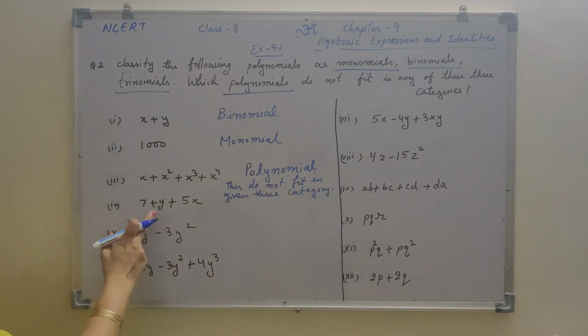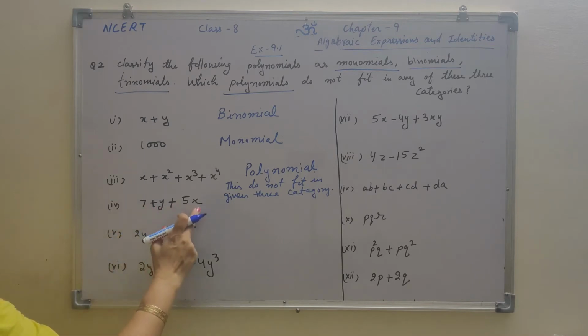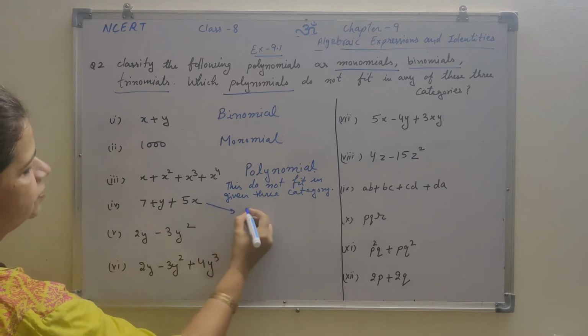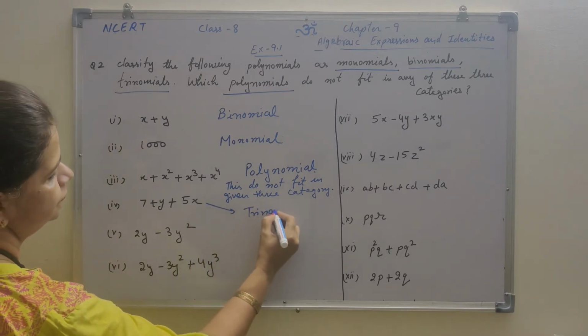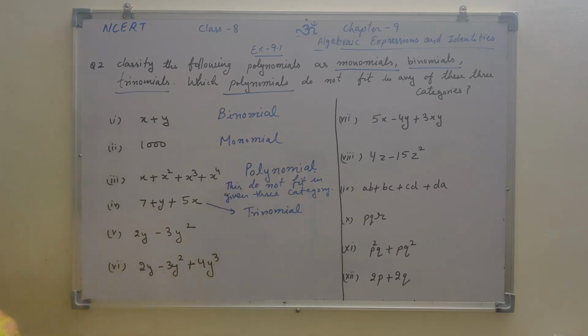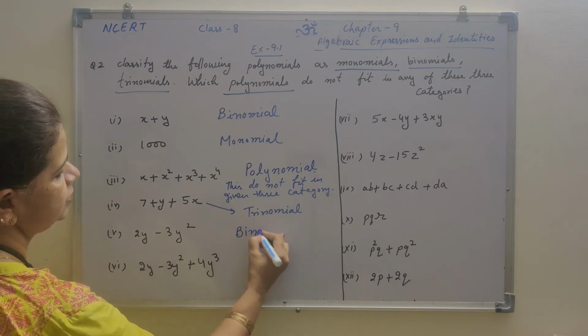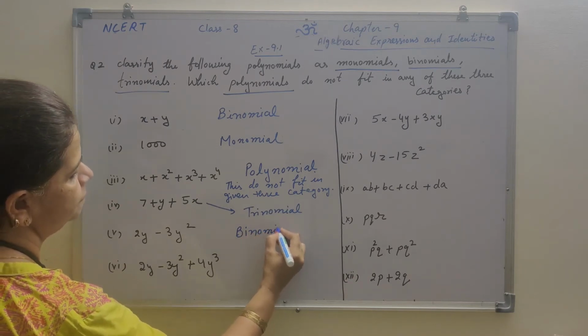Okay, now we see our fourth expression. Here we have 3 terms, 7y and 5x. So this is our trinomial, because it has 3 terms, right? In the fifth part, we have 2y minus 3y square. That means 2 terms are there. One term is 2y, another term is minus 3y square. So a 2-term expression is called binomial.